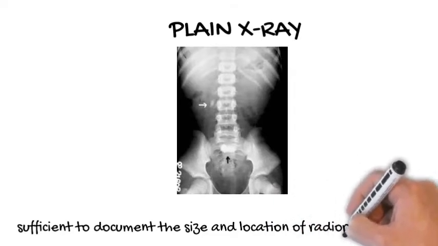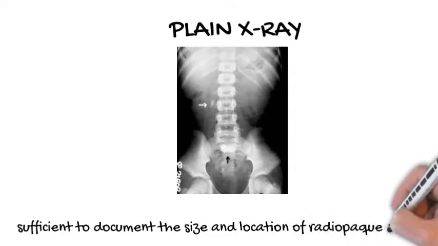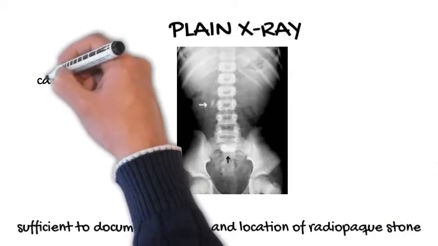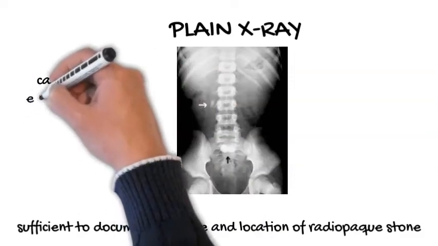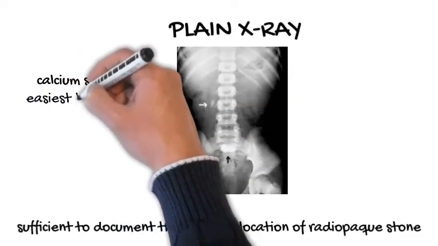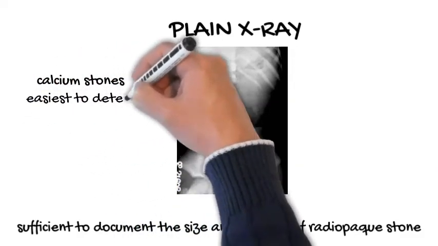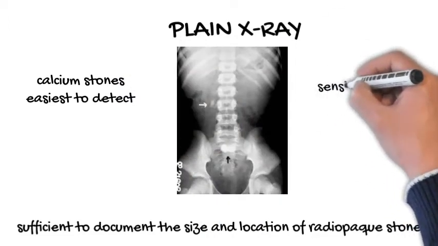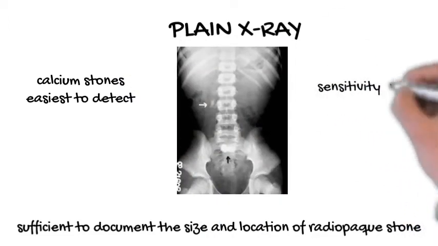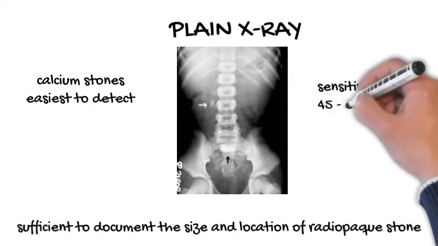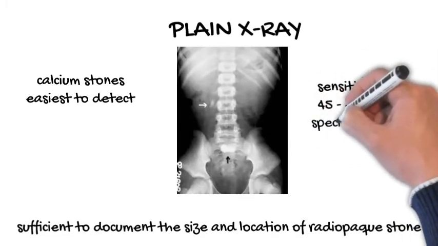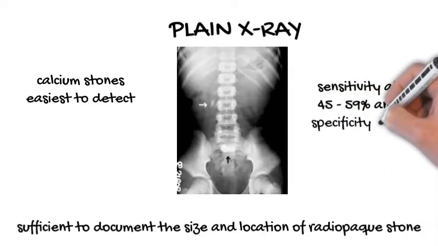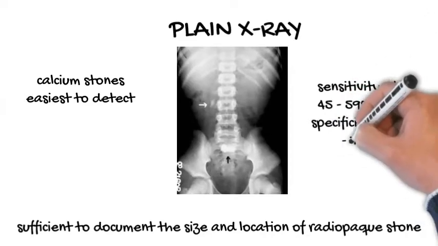Although 90% of urinary calculi have historically been considered to be radiopaque, the sensitivity and specificity of KUB radiography alone remain poor, with sensitivity at 45 to 59% and specificity at 71 to 77%. KUB radiographs are typically useful in the initial evaluation of patients with known stone disease, and in following the course of patients with known radiopaque stones.